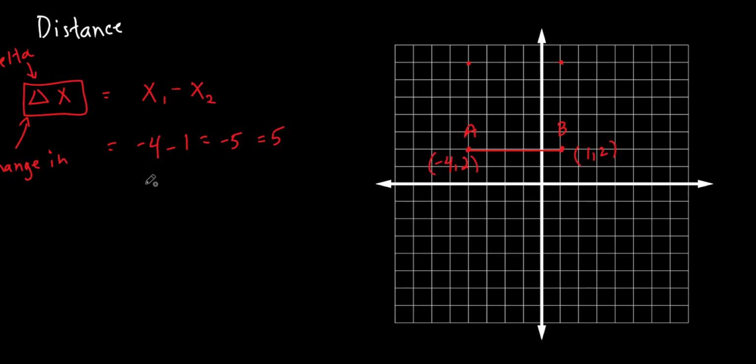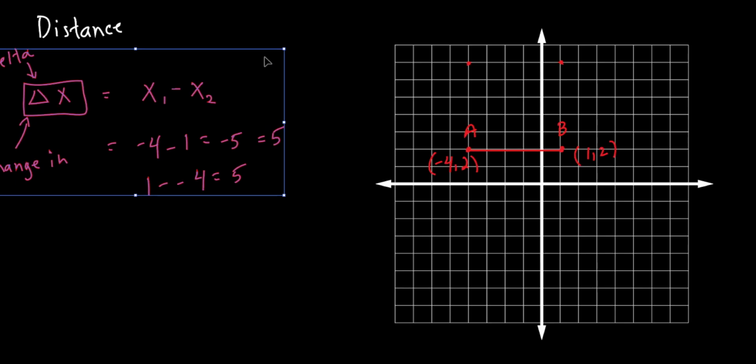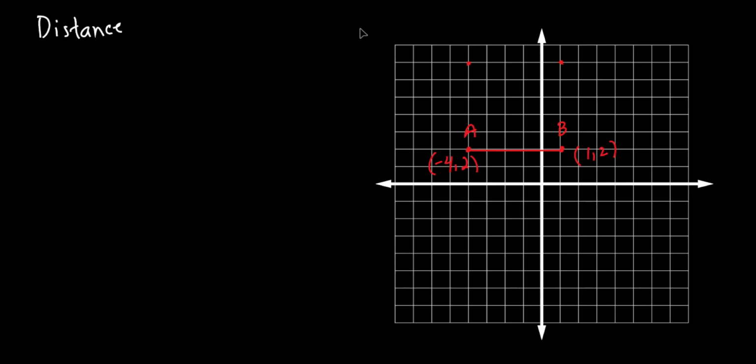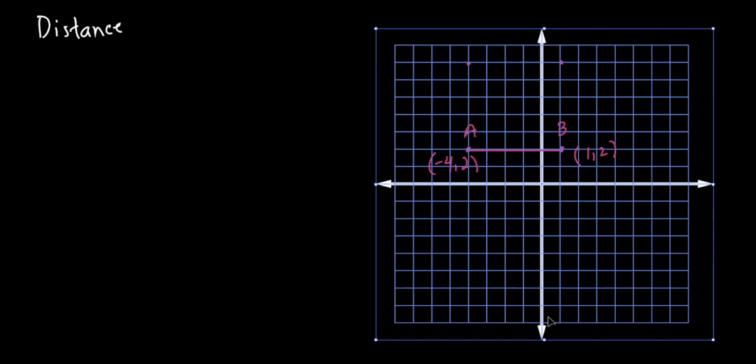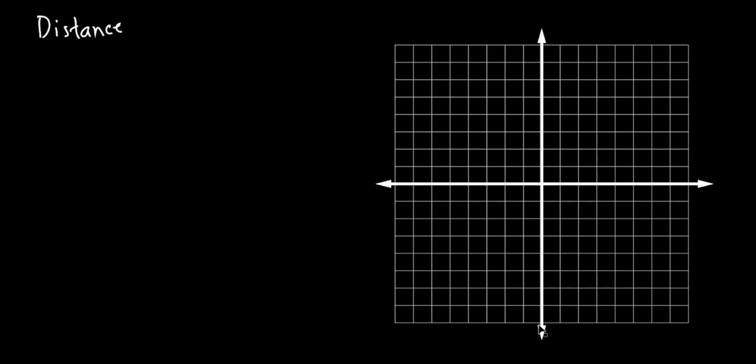I could have subtracted the other way. I could have taken the first x and subtracted the other x from it, or the second x and the first x. What's 1 minus a negative? 1 plus, which is 5, and there you go. So the distance is 5. Everybody good? All right. I'm just setting the stage for what we're going to do right now. Just bear with me. Let's get rid of this stuff. Now here's what we really want to get at.